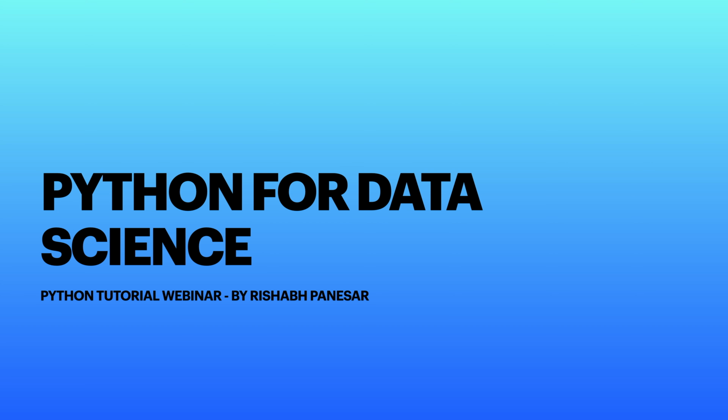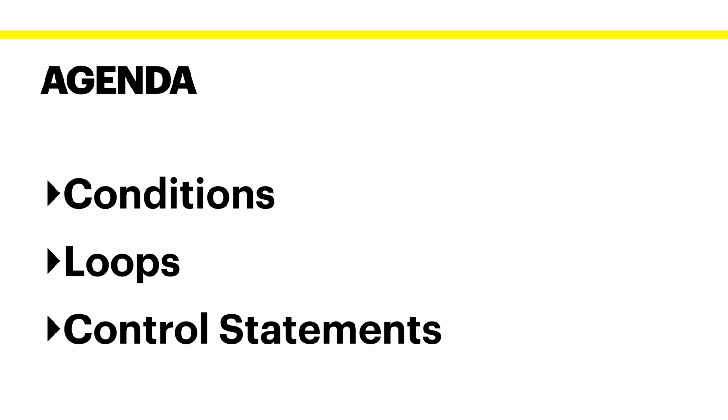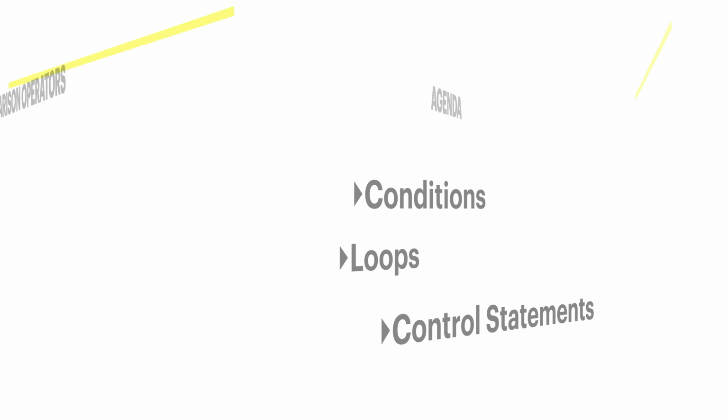In the previous tutorial, I taught you about strings and data structures in Python. In this session, we will be seeing what loops and conditional statements are in Python. Before we begin, let me show you the agenda of this session. We will start by seeing what conditional statements are. Then we will move on to loops, where we will explore the different looping constructs available in Python. And finally, we'll also see what control statements are. So let's get started now.